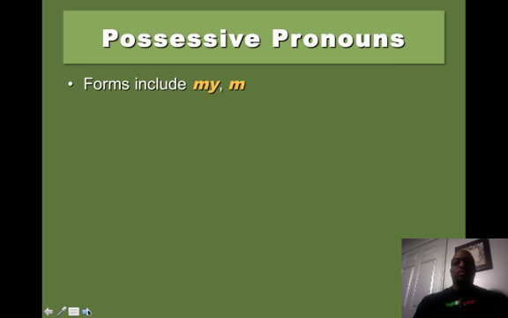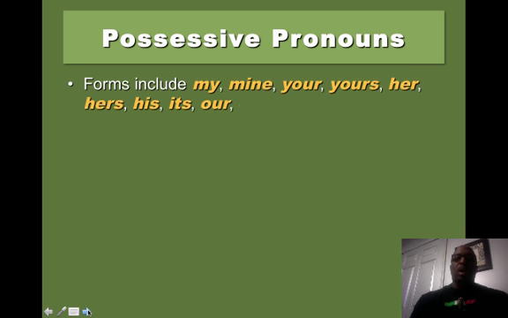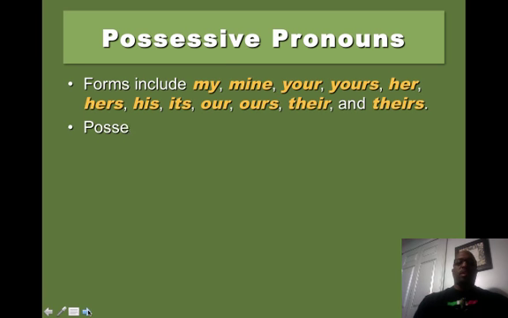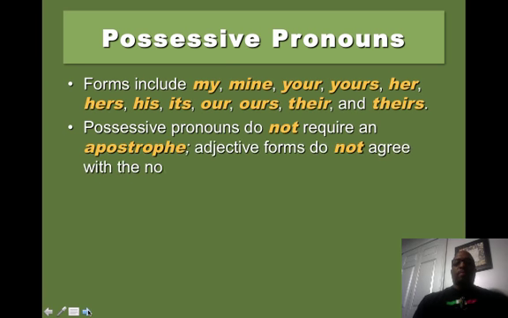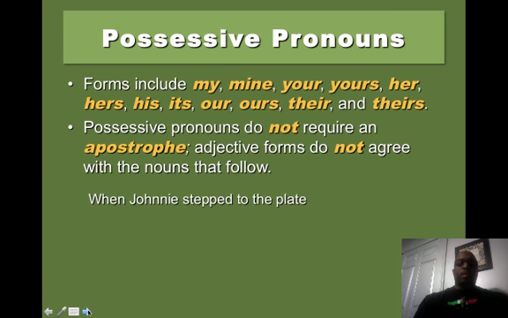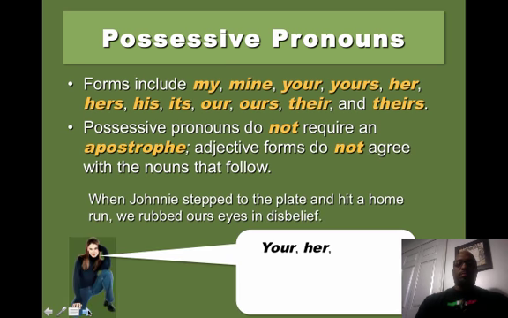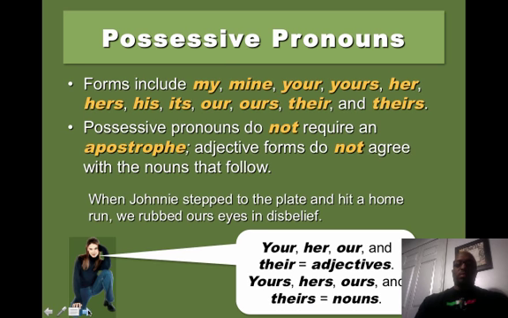Alright, possessive pronouns. Forms include my, mine, your, yours, her, hers, his, its, our, ours, their, and theirs. Possessive pronouns do not require an apostrophe. Adjective forms do not agree with the nouns that follow. "When Johnny stepped to the plate and hit a home run, we rubbed our eyes in disbelief." Your, her, our, and their are adjectives. Yours, hers, ours, and theirs are nouns. So there is a difference depending on how it's used in a sentence.